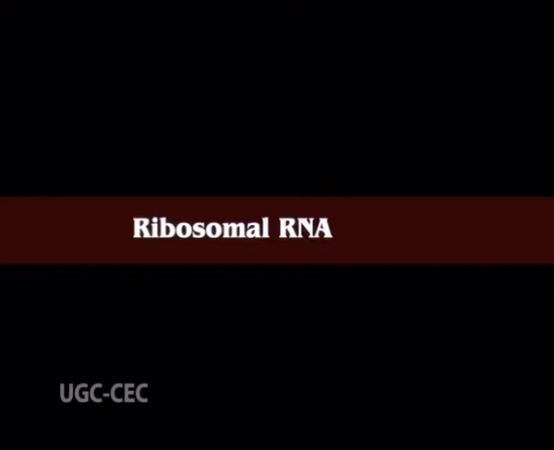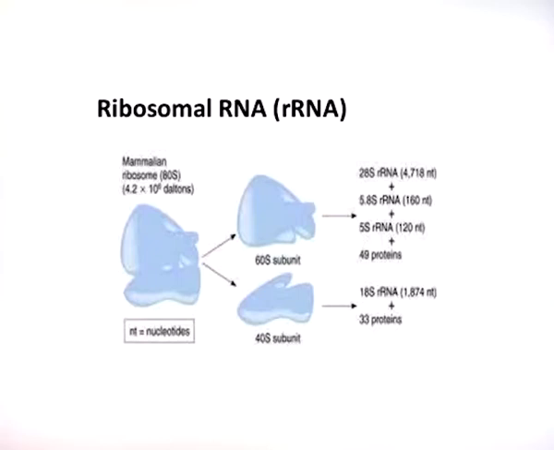Ribosomal RNA. Ribosomal RNA, abbreviated rRNA molecule, are important structural components in cellular ribosomes, essential for protein synthesis. It constitutes the major portion within the ribosomes. There are two subunits, the large subunit and small subunit. The large subunit ribosomal RNA acts as a ribozyme catalyzing peptide bond formation.